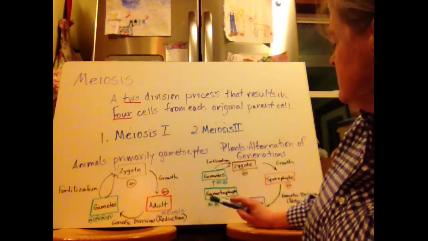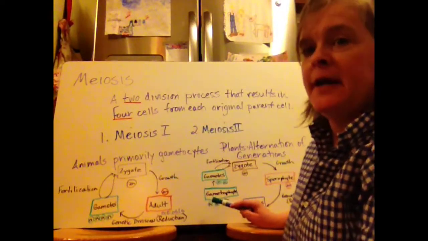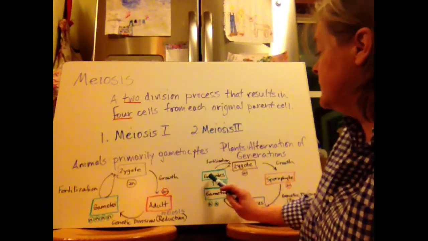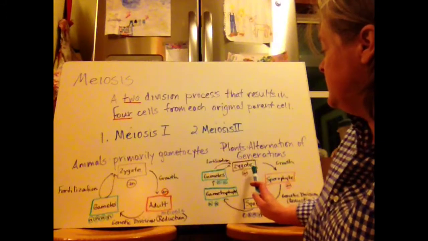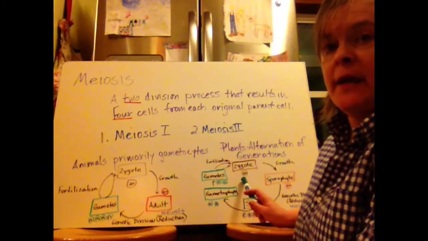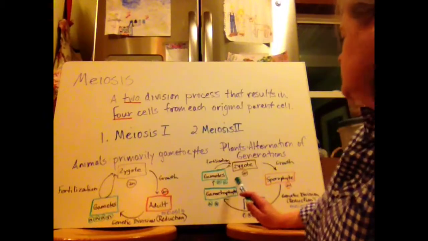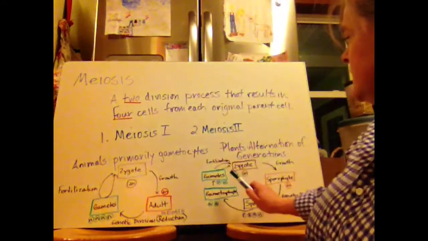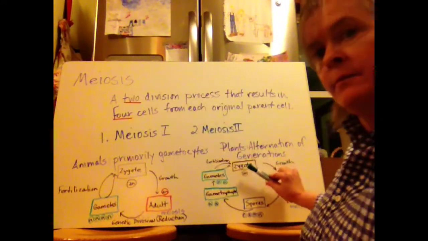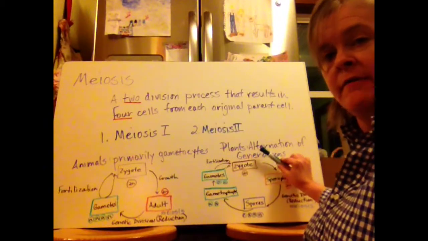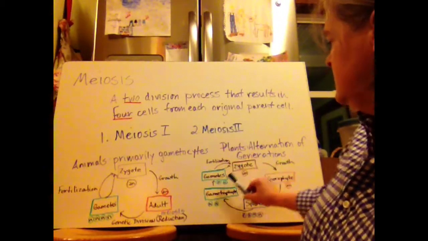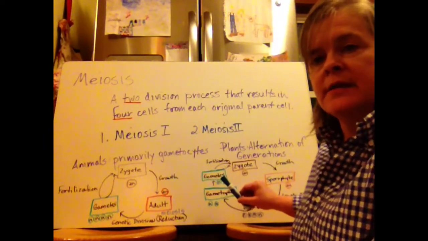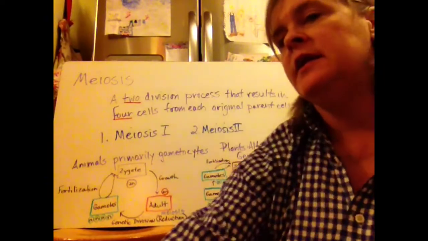These spores develop into gametophytes, and those gametophytes form gametes, which fertilize and become the zygote, which is the 2N full set of chromosomes. Back to the sporophyte again. So this is the 2N portion, the diploid portion of the plant cycle, and this is the haploid portion of the higher plant cycle. And that's why it's known as alternating generations.